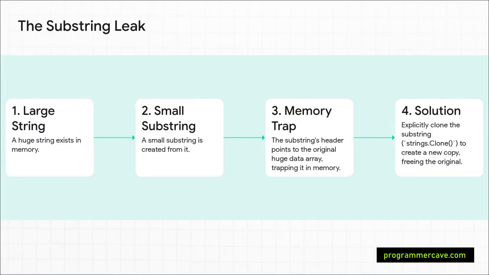Imagine this. You load a massive 1 GB log file into a single string. Then you just take out a tiny 10-byte substring from it. Here's the problem. That tiny substring is still holding a reference to the entire 1 GB block of memory, so the garbage collector can never clean it up. The modern solution for this, thankfully, is super easy. You just use strings.Clone. It makes a fresh copy of just the data you need, breaking that link to the giant original string so it can finally be freed.